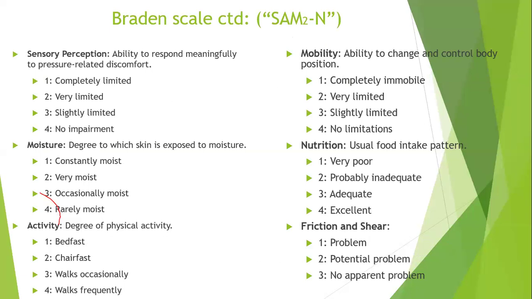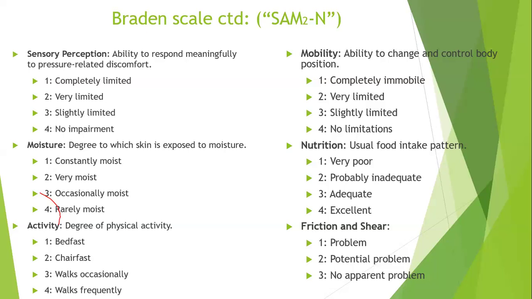All right, for instance, now the sensory perception, you want to check the ability of your patient to respond meaningfully to pressure-related discomfort. So if there is a limitation, the patient cannot respond to pressure-related discomfort, you give 1. All right, very limited, slightly limited, and there's no impairment. The patient moves with every discomfort, you give the patient 4. Remember, the lower the score, the higher the risk.